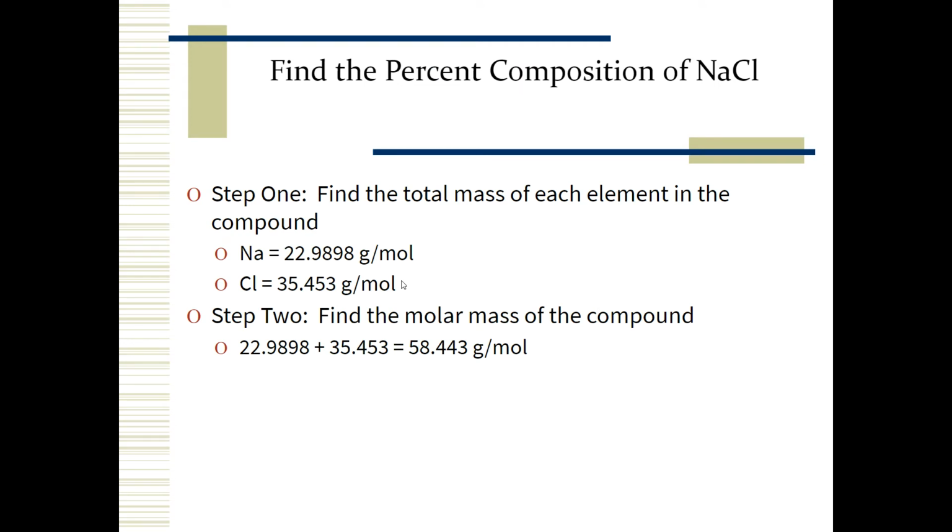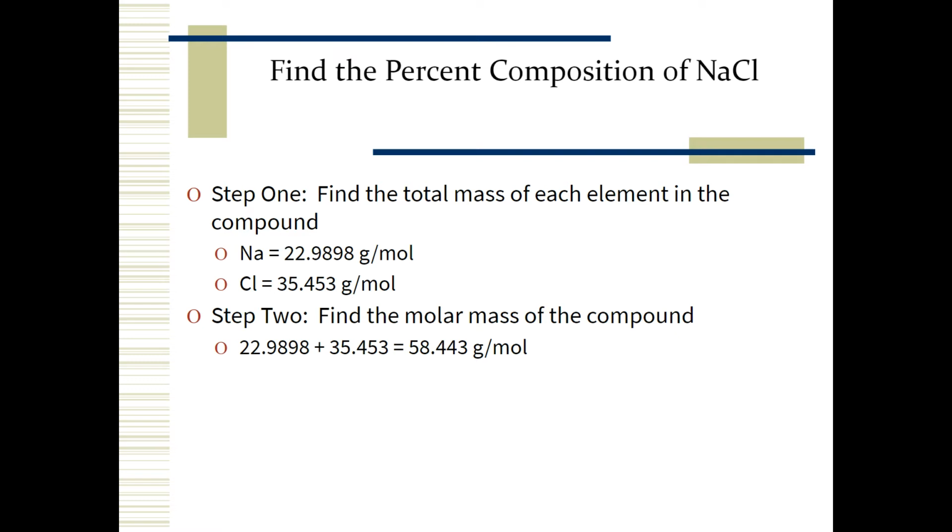There are several steps to doing a percent composition problem, and we're going to use sodium chloride as an example. My first step would be to determine the total mass of each element in the compound. So for this one, we have 1 atom of sodium and 1 atom of chlorine. And if I use my periodic table, I see that the sodium would have a total mass of 22.9898 grams per mole, because that's the mass of 1 atom of sodium. And the chlorine would have a total mass of 35.453 grams per mole.